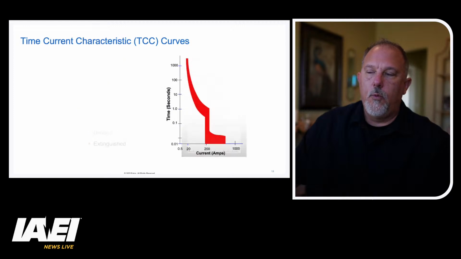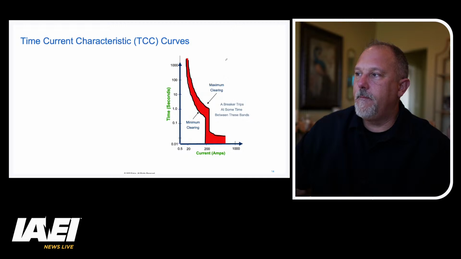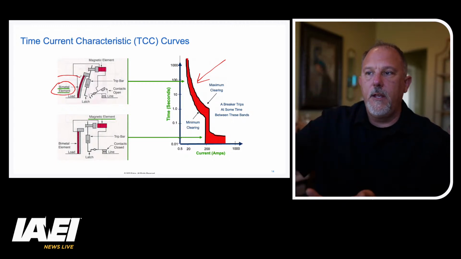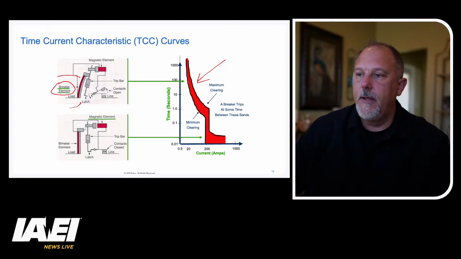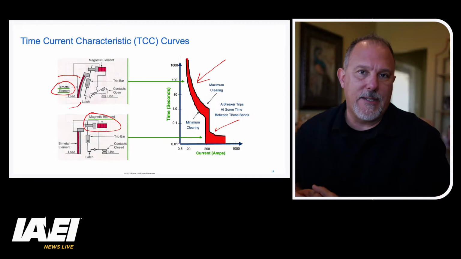Now, when you think about the trip curve, this portion is a bimetal. So this bimetal bends, basically. It starts to bend, and then the latch drops after that bimetal bends enough. This portion, which is the instantaneous, we always depict it as a coil and a plunger, but that's not necessarily the case.